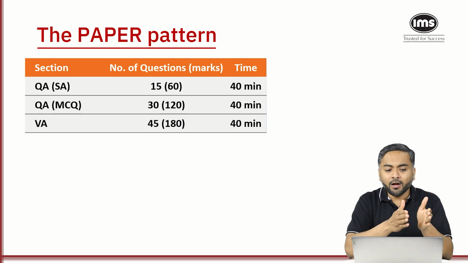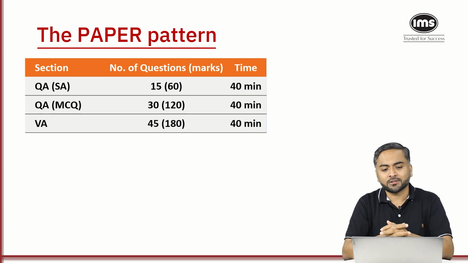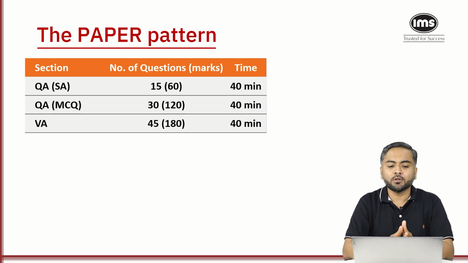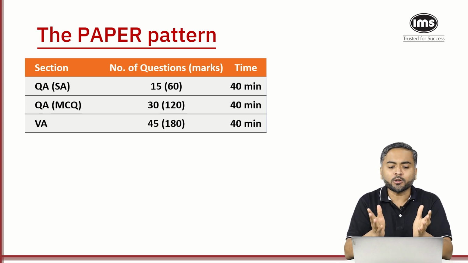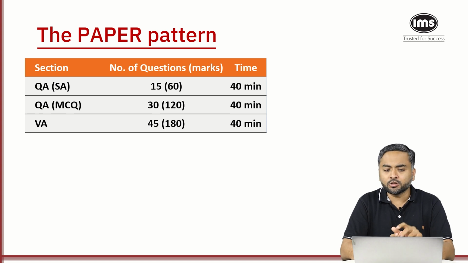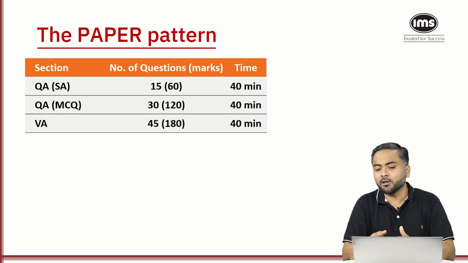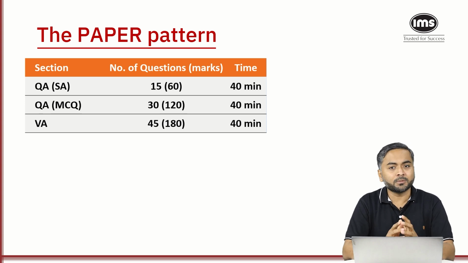Now in the quantitative ability short answer section, you have 15 questions to be attempted in 40 minutes. Every question is of 4 marks, so you can have a total of 60 marks for that section. The next is the QA MCQ section. There are 30 questions to be attempted in 40 minutes. Each question is plus 4 marks.